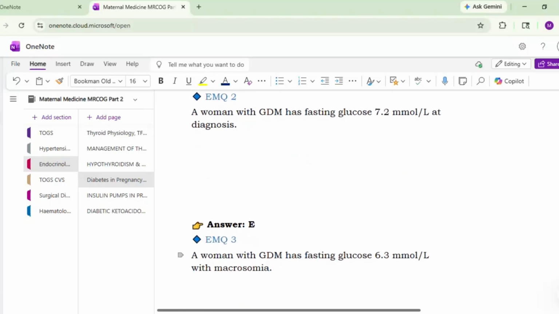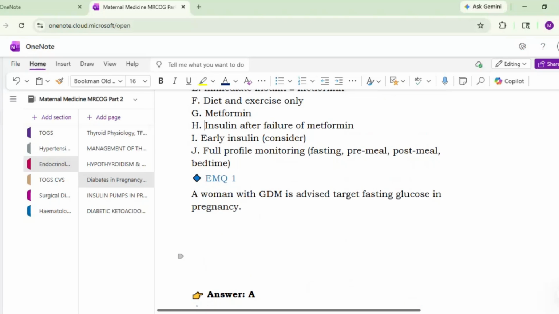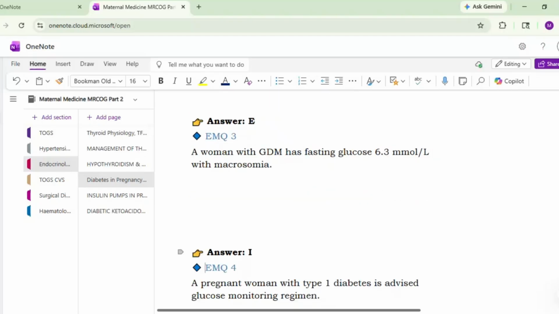Next. A woman with GDM has fasting glucose 6.3 millimoles per liter with macrosomia. It is E, early insulin, because of the complication. The guideline is to consider early insulin. Remember that there is a difference between considering and starting.